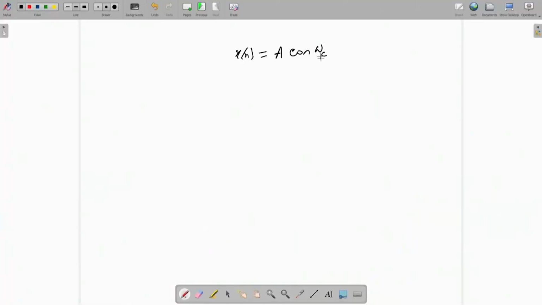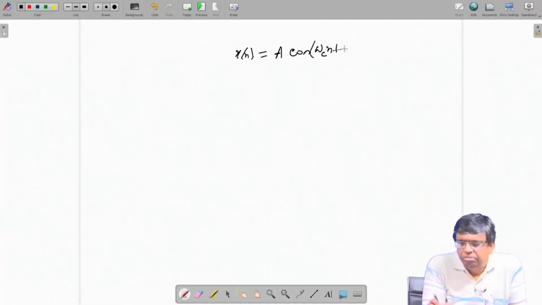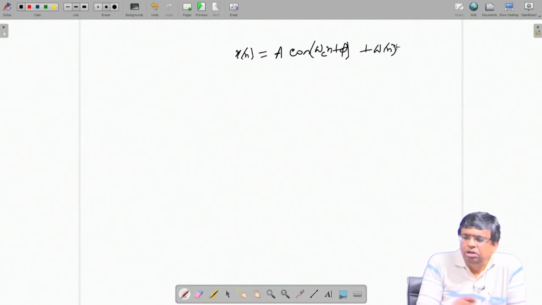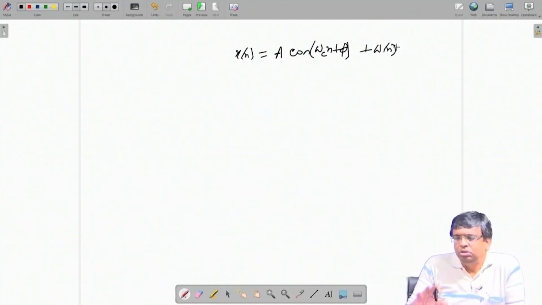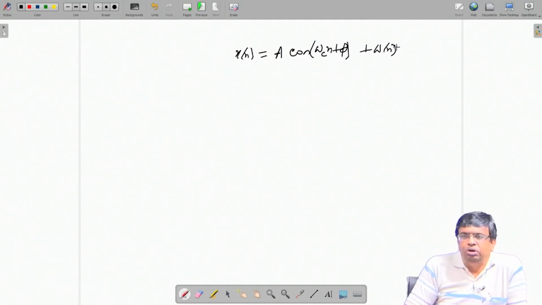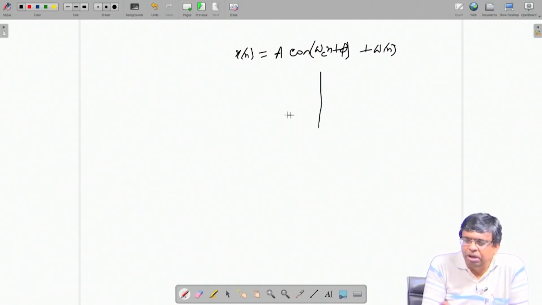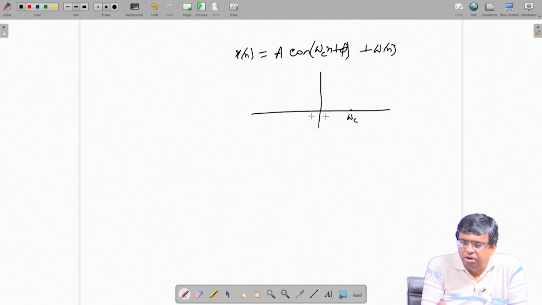In the digital domain, you have a signal x[n], which is a cosine with some constant digital frequency plus some phase phi, plus some noise w[n]. w[n] is white noise with appreciable noise power. So, this signal is buried in noise. You have to recover the signal. What will you do? You will design a band pass filter, a very narrow band around omega c and minus omega c.